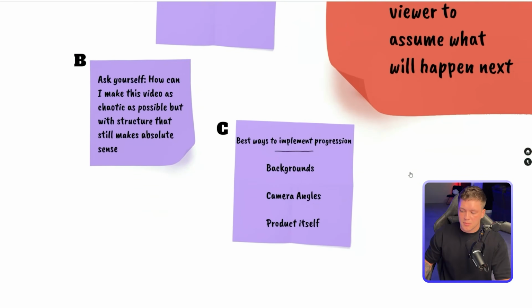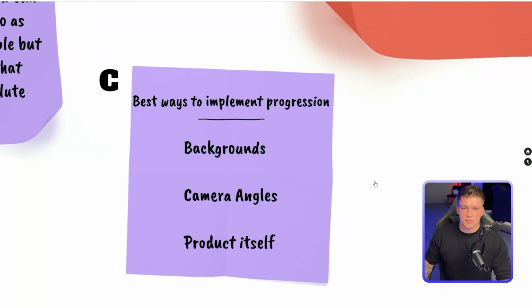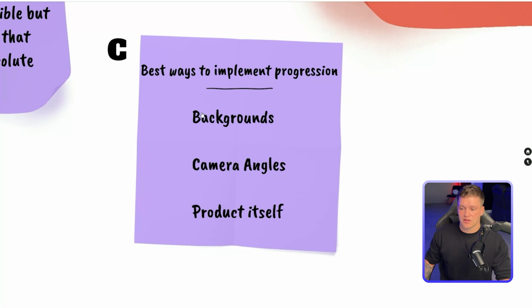And the best ways to implement progression are going to be, of course, your background. So changing your background, going into a different room, having a different wall behind you. Once again, going back to that kitchen example, maybe you start in front of the sink, and then you're at the stove, and then you're in front of cabinets that they haven't seen before, et cetera. And that is what I mean by implementing backgrounds with progression.